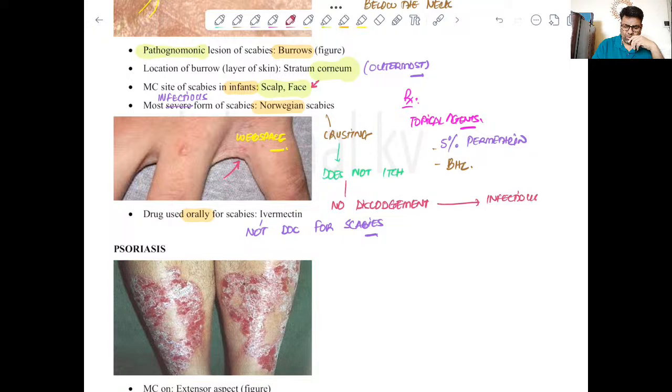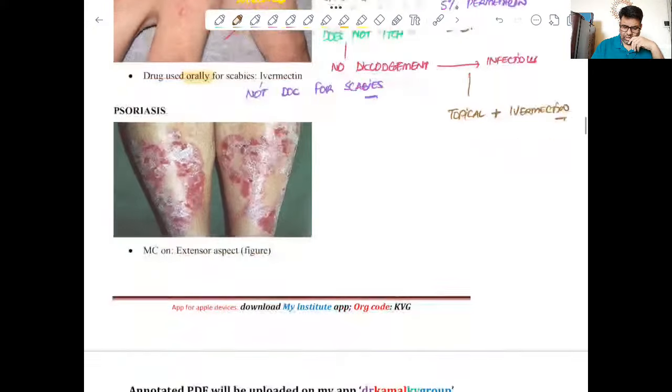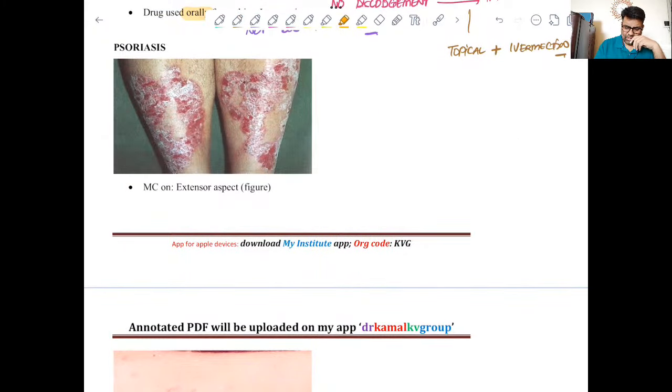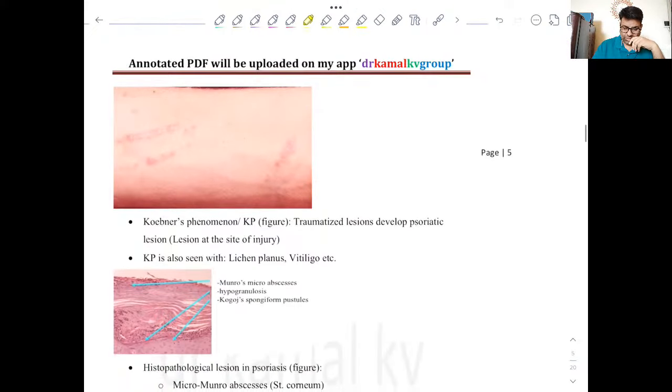Now for this Norwegian scabies, we need to give topical plus ivermectin. Clear? So this is in short about scabies. Then coming to psoriasis, you can classically see it is affecting the extensor aspects. Here it is the shin area. Clear? And we can classically see the silvery scales. So the moment you see silvery scales, the answer has to be psoriasis.